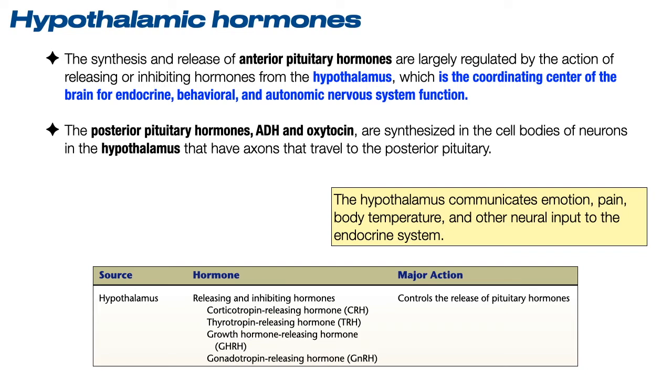The hypothalamus produces corticotropin-releasing hormone, thyrotrophin-releasing hormone, growth hormone-releasing hormone, and gonadotropin-releasing hormone.